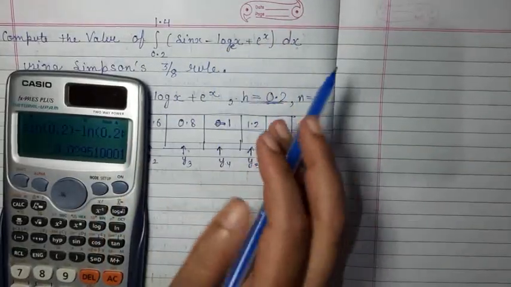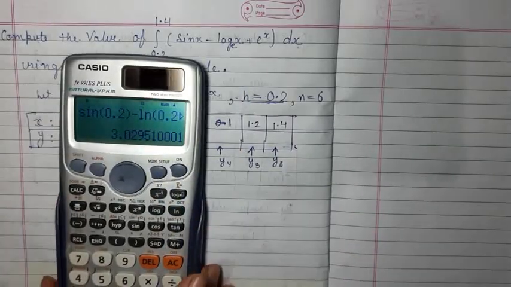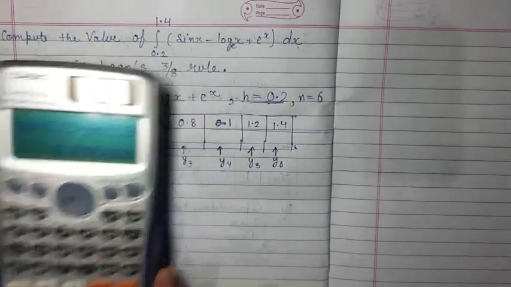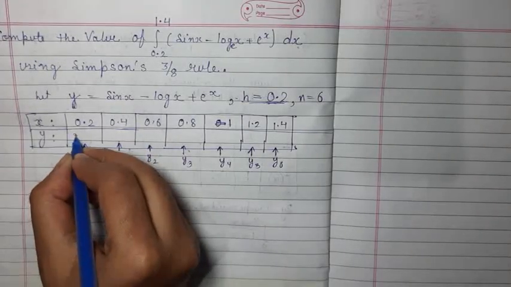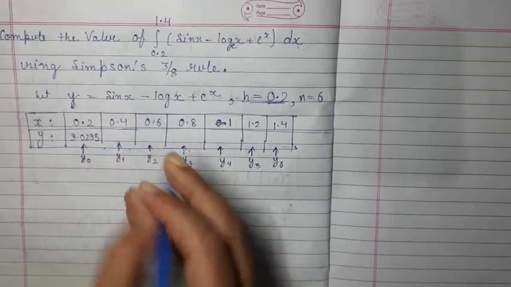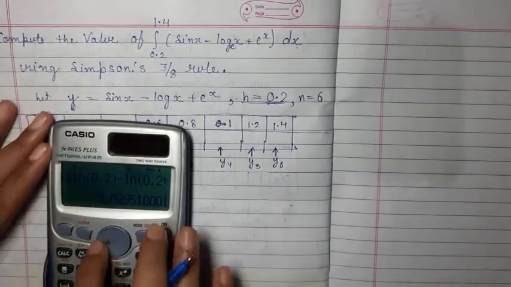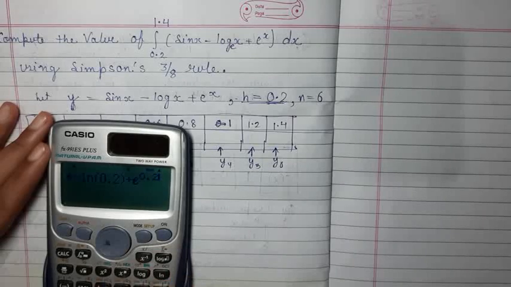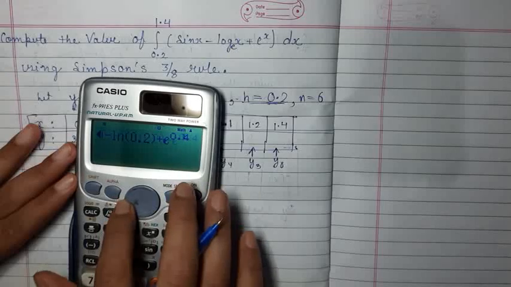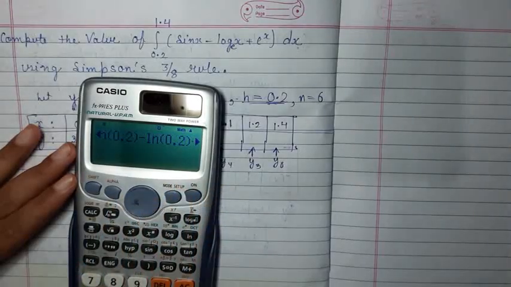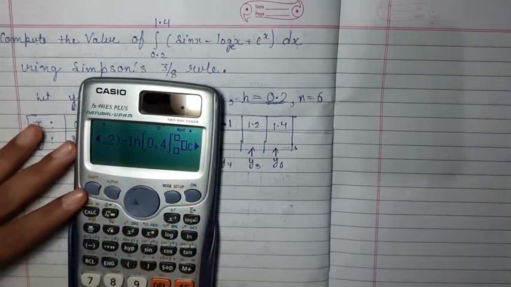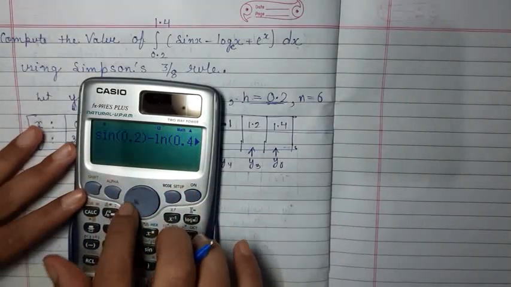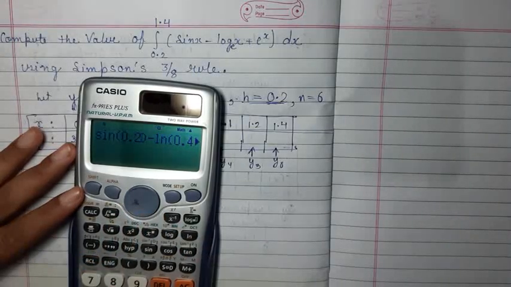Yeah, only one confusion was there. Here it will be natural log, and if natural log is there, you have to take ln. You don't have to change radian and degree. So here I will write 3.0295. Similarly, in place of 0.2 you have to write 0.4, because our next value is 0.4. So here in place of x we will write 0.4, again in place of this we will write 0.4.